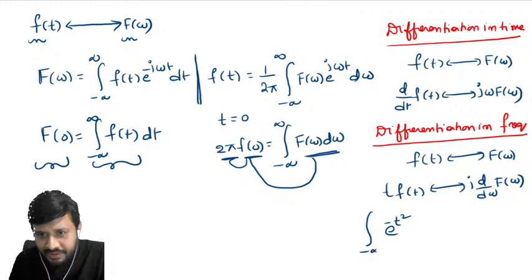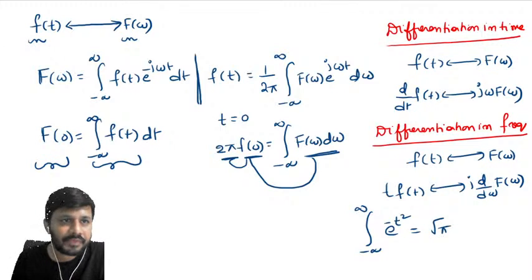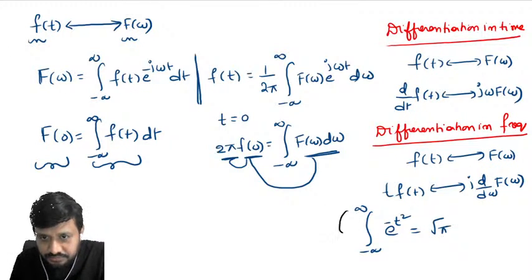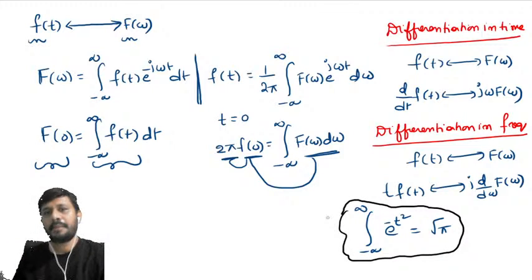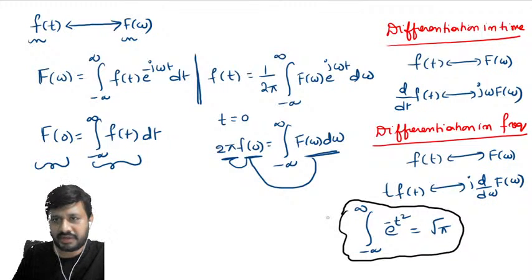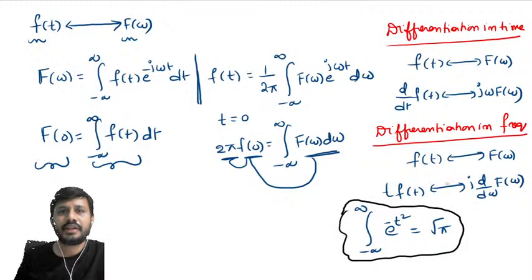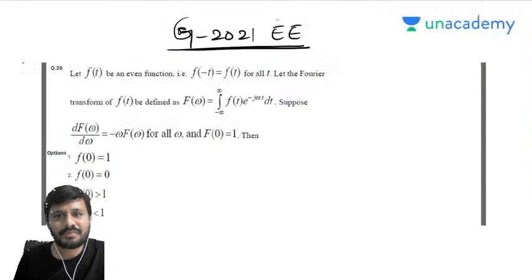integral from minus infinity to infinity. So this is a Gaussian pulse, so this is a standard integral. You have to remember this is root pi. So by making use of these concepts, we'll try to solve that question. Hope every concept is clear to you, my dear students. Right? Now let's go back to the problem.